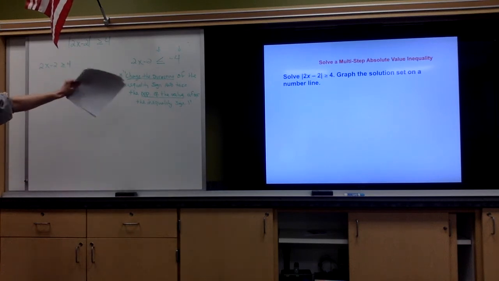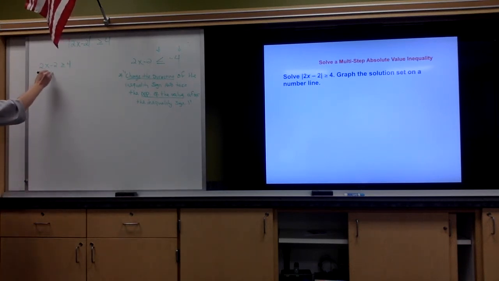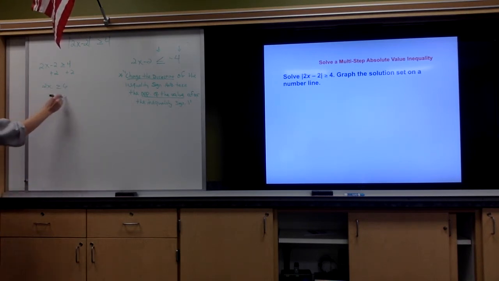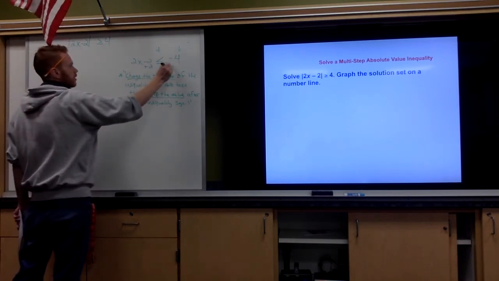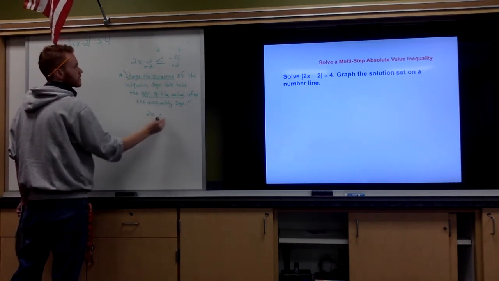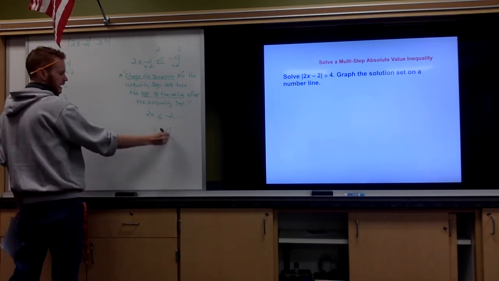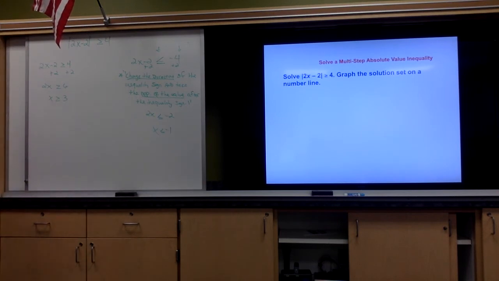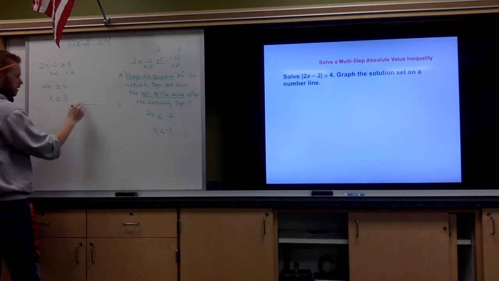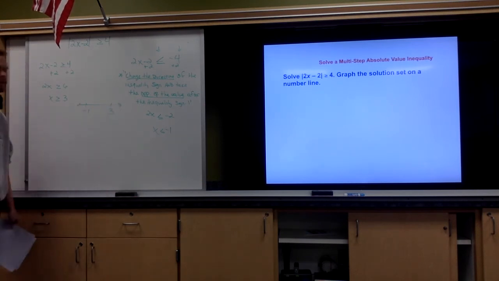Okay, we solve these individually just like before. Add 2 to both sides, so 2x greater than or equal to 6. Divide both sides by 2. X has to be greater than or equal to 3. On the other side, we'll add 2. So 2x less than or equal to negative 2. Divide both sides by 2, we get x is less than or equal to negative 1. On a number line, let's see what it looks like. Okay, I'll just put those values there.